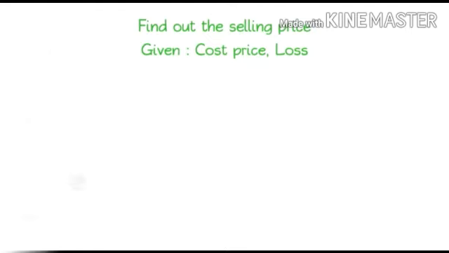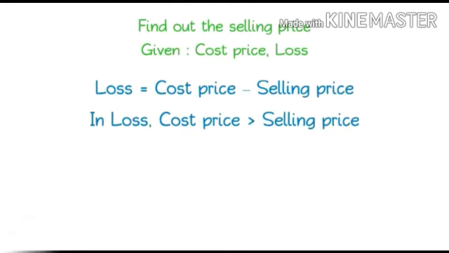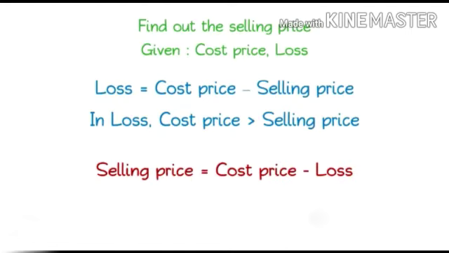Find out the selling price. Here, only the cost price and loss are given. Loss is equal to cost price minus selling price. In loss, cost price is greater than selling price. Selling price is equal to cost price minus loss.